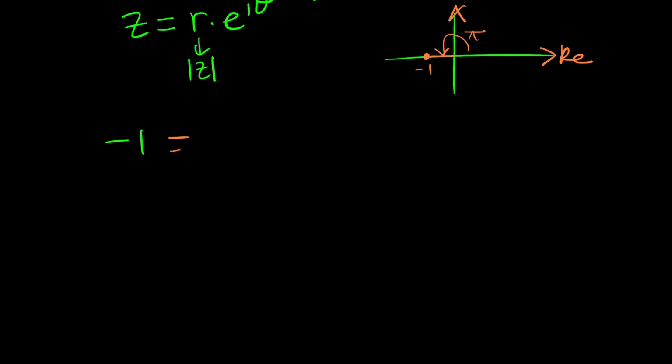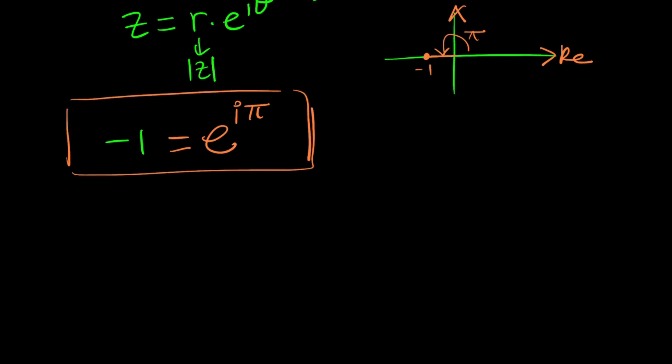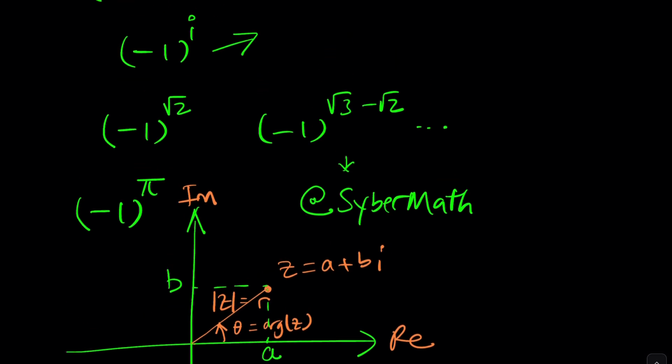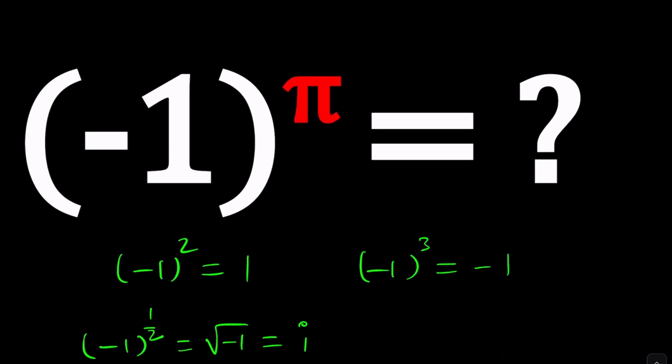In the general form, or maybe in the principal form, it can be written as e to the power I pi, because its modulus is 1. But again, you can add multiples of 2 pi to it, and when you do, it's going to look a little different. But let's go ahead and use this for now. So I'm going to go ahead and substitute this. And remember, our job was to find -1 to the power pi, right?